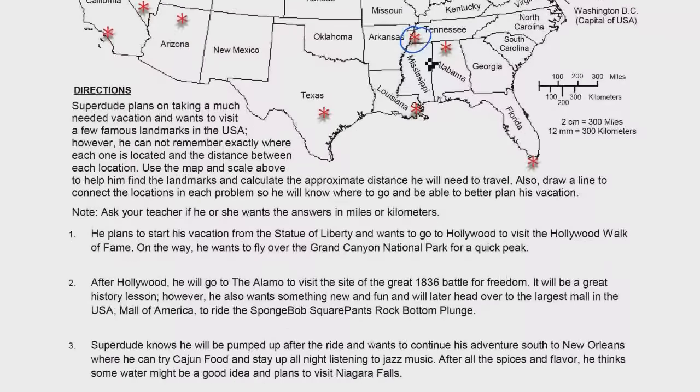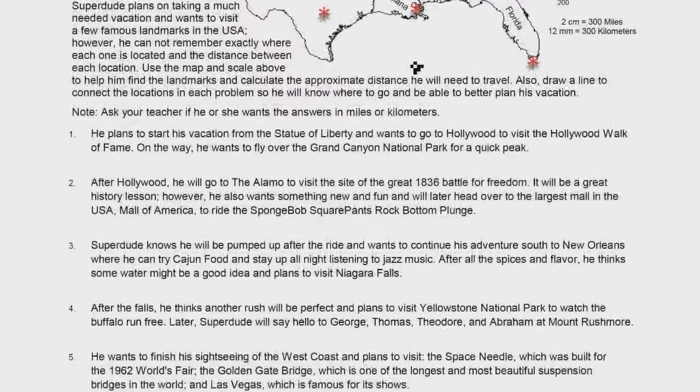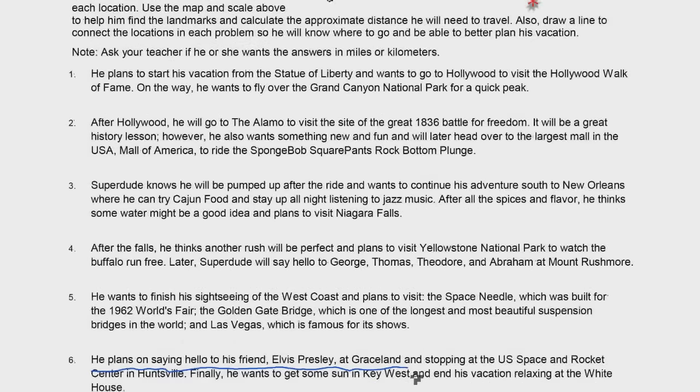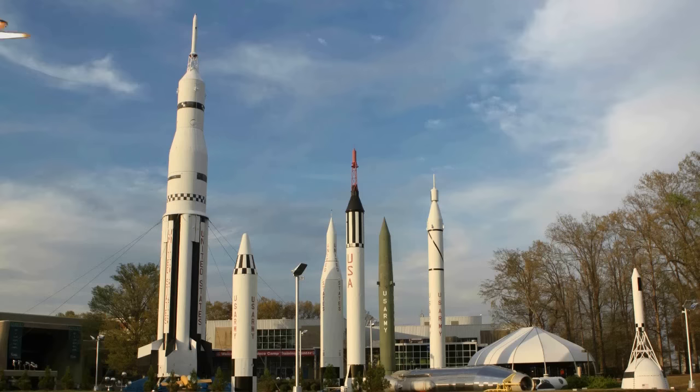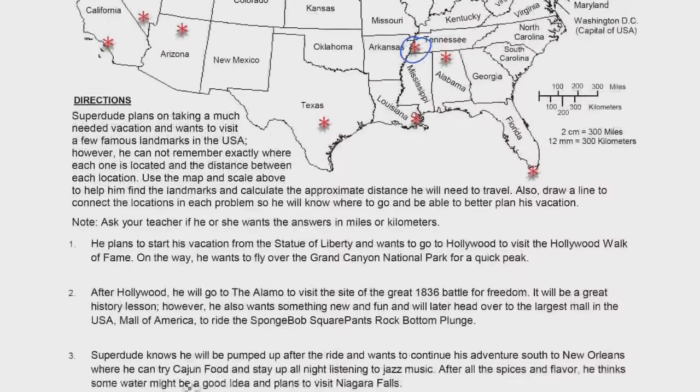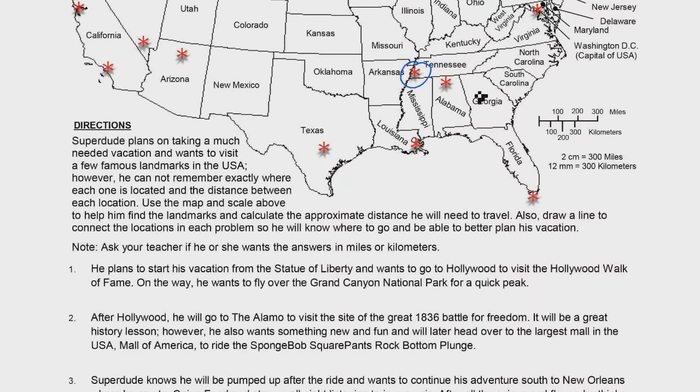And after saying hello to Mr. Elvis Presley, next it says, and stopping at the U.S. Space and Rocket Center in Huntsville, and that's Huntsville, Alabama, which is one of the first places we started building rockets. Pretty cool place to see. Shows you how small you are when you're standing next to one of those giant rockets. And that's located in Huntsville, Alabama, right there. So basically, just going from Memphis to Huntsville, Alabama. It's like a skip for Super Dude.